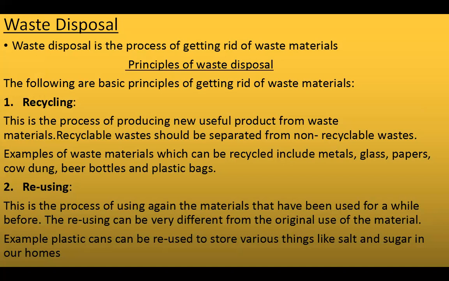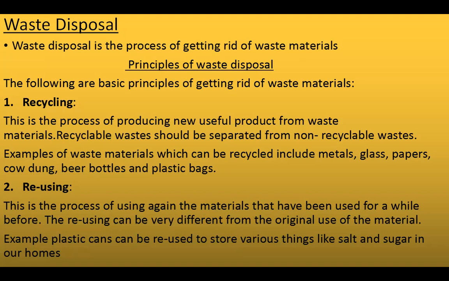Starting with the first one, is the recycling. So this is the process of producing new useful product from the waste materials. So after materials have been used, they lose their usefulness. So they get to be unuseful. So that's why they become waste. Now the process of reusing those materials in another way is the process known as recycling. So the process of producing another useful way to use these waste materials. So these waste materials are recycled into new useful products.